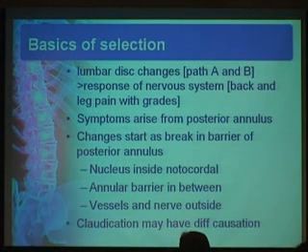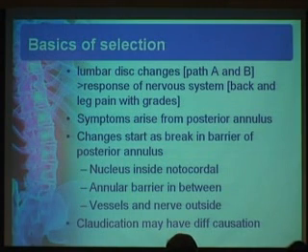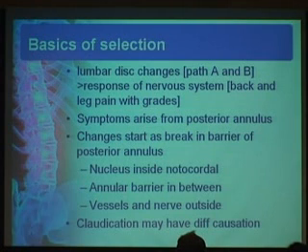I normally try to highlight a simple point: you have the nucleus inside the disc, you have an annulus, which is the barrier between the nucleus and the nerve, and you have a nerve root outside the disc. Normally, since the annulus is intact, there is no connection between the nucleus and the nerve. Then you have an annular tear, which causes the nucleus to come in contact with the nerve, which gives rise to the symptoms. This is very important.